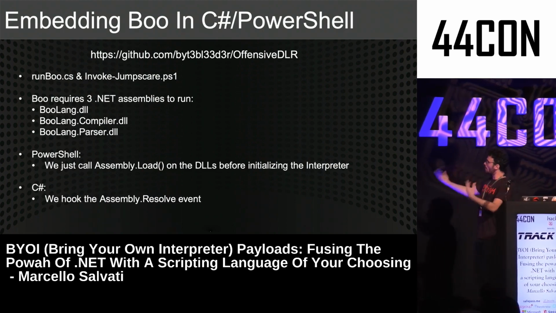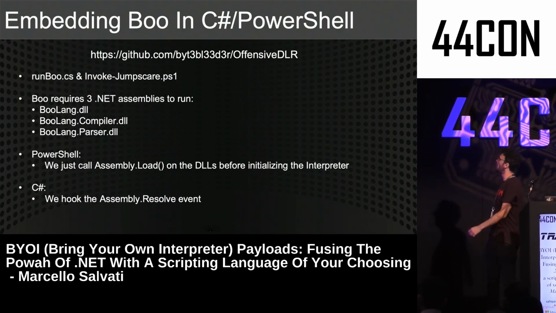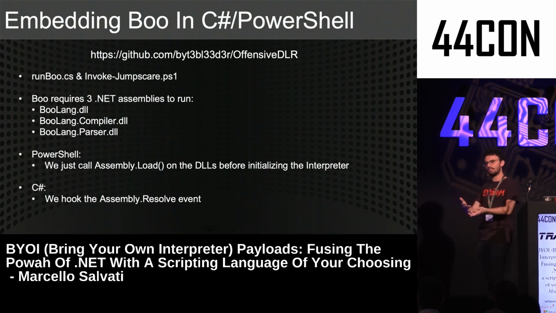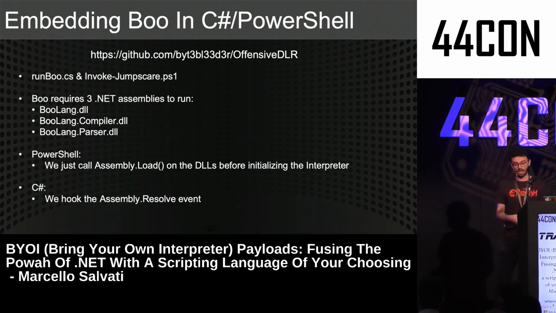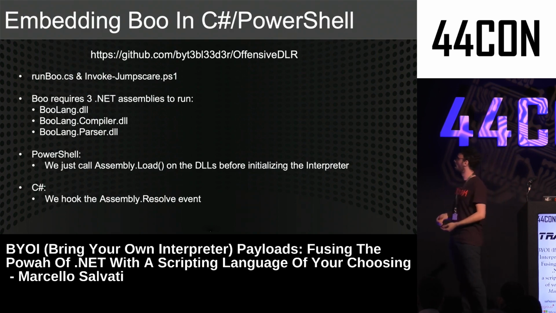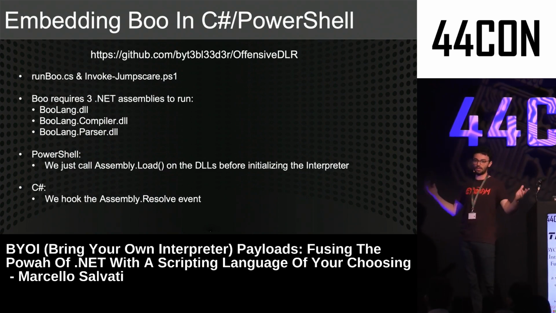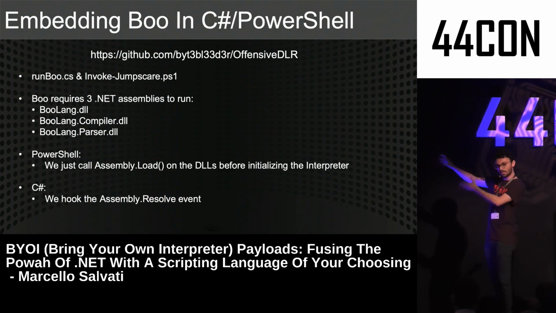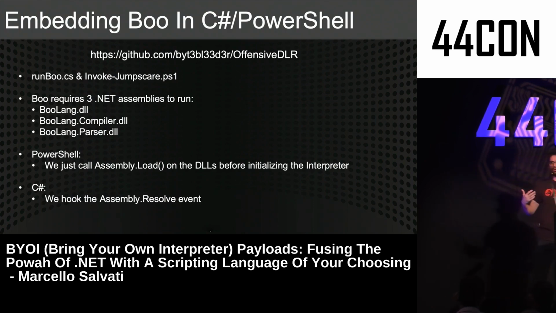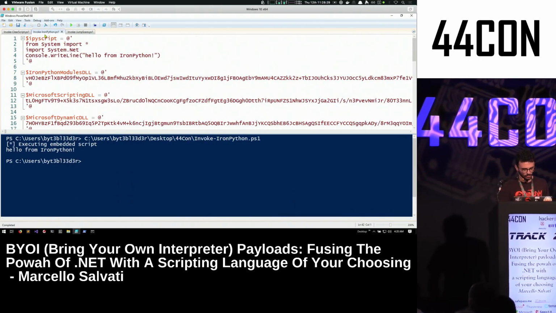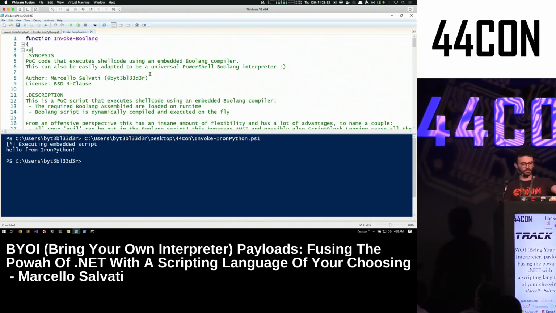So I'm going to be demonstrating Invoke-Jumpscare right now. And again, these code snippets are hosted on that GitHub repo. So this embeds the Boolang compiler within a PowerShell script, and we're going to be injecting shellcode through the embedded Boolang compiler, okay? Boo requires 3 .NET assemblies to run, so it's even better than IronPython, 1 less assembly to load. So the example I'm going to be demonstrating right now is embedding the Boolang compiler within PowerShell, but again, there's an example on that GitHub repo that embeds it in a C# executable as well, okay? So let's go back to our VM here. This is Invoke-Jumpscare, okay?